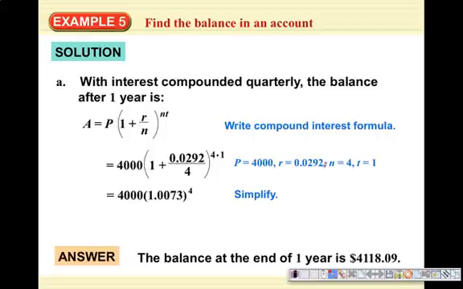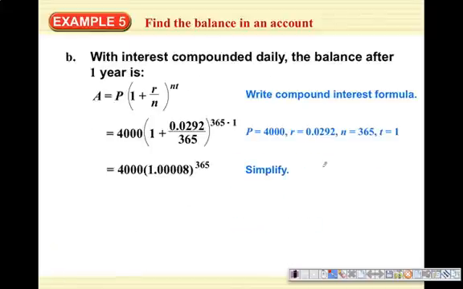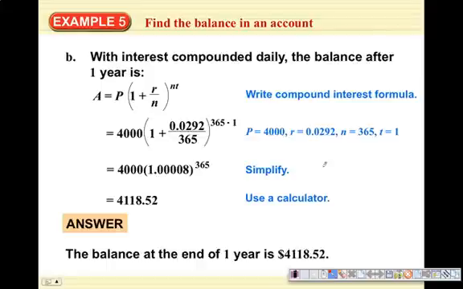That's how you get the first answer step by step. So pause that if you didn't get the first answer. Letter A, quarterly. Now here it is, compounded daily. Type it all in and get $4,118.52. That's how you do what we call compound interest. Okay? There you go. That's section 1 done.